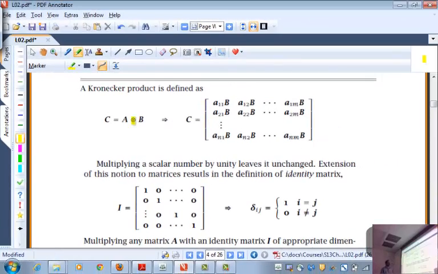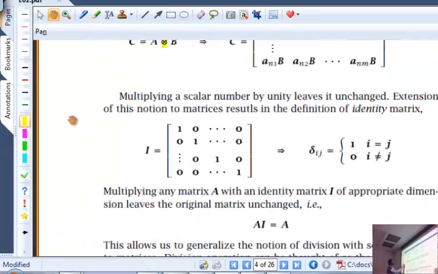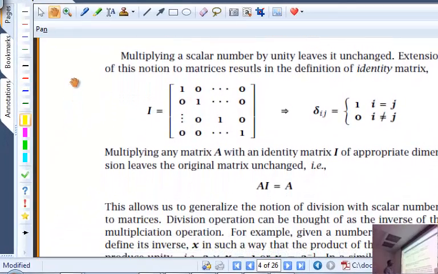Okay, but what that means is you're going to take every element, A11 times B, okay, A12 times B, etc. Then we have a definition for an identity matrix, which is just indicated as I with ones on the diagonal. This is the index notation representation of it.